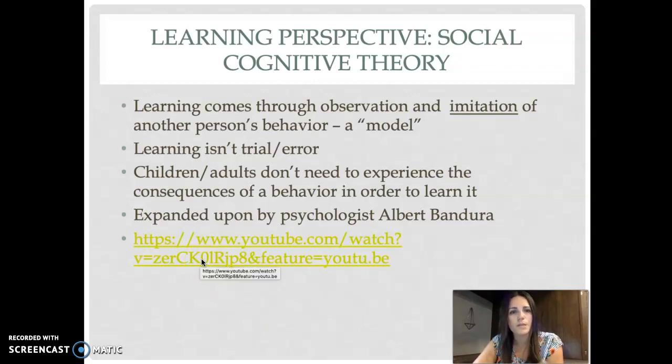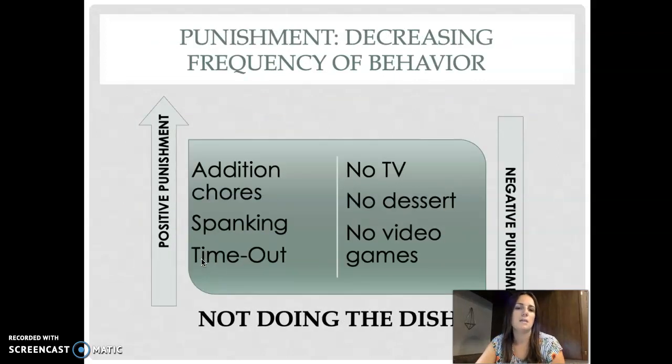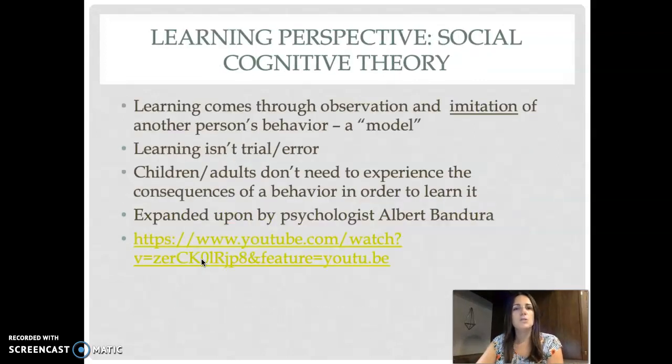So children and adults don't need to experience the consequences of a behavior in order to learn it. So going back to the slide before, let's say doing the dishes. Okay. So if we're talking about the social cognitive theory, let's say a little sister sees the big sister doing dishes, and she sees that this other child is getting candy and hugs and all of these rewards to do the dishes. So that child is more likely to emulate and replicate that behavior because they have seen the great rewards that their sibling gets. So they have imitated the behavior of another, or what we call the model.